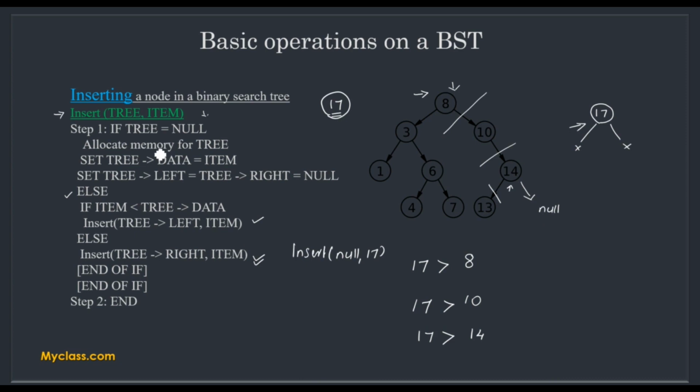So here tree is equal to null, so the first if condition is true now. If tree equals null, allocate memory for a tree node, and the tree data is 17, and the left is also null and the right is also null. Now the insertion of 17 as the right child of 14 is finished. Then end of if and end of if.